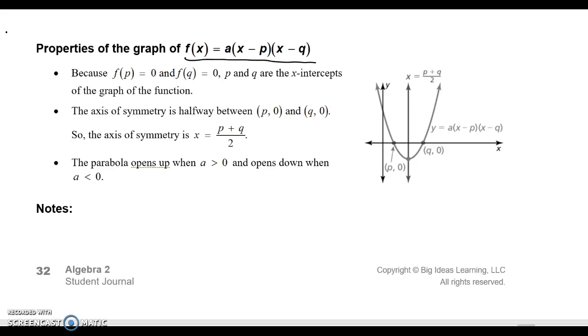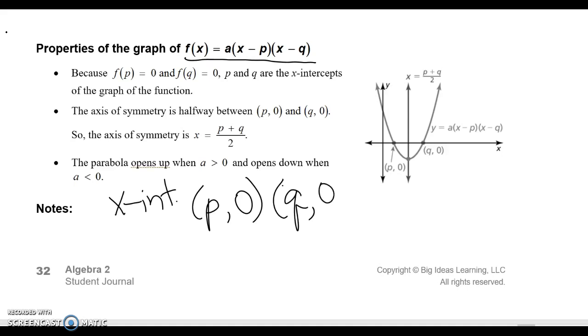Things to know about this form is that the x-intercepts are p and q, so (p, 0) and (q, 0). So you'll take the opposite of the number that's inside the parentheses, and those will be your x-intercepts. So you can plot those easily on the graph as shown in this picture.